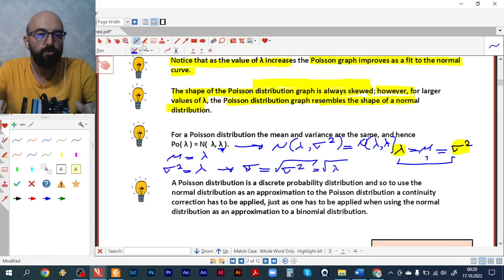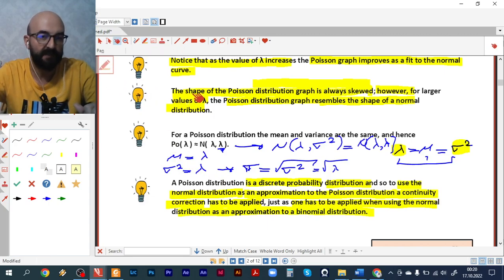A Poisson distribution is a discrete probability distribution, and so to use the normal distribution as an approximation to the Poisson distribution, a continuity correction has to be applied, just as one has to apply it when using the normal distribution as an approximation to the binomial distribution.